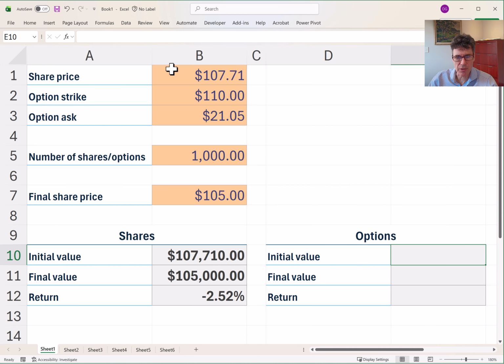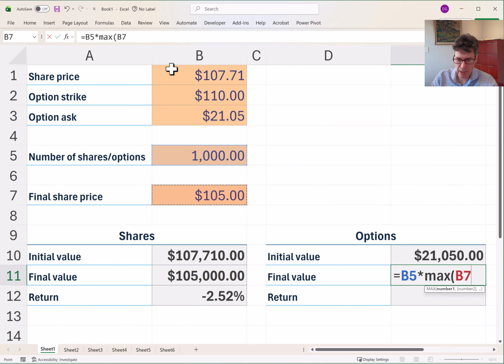For the options, though, it's quite different. So the initial value or cost is going to be $21,050. So that's 1,000 times 21.05. The final value, though, here is 1,000 times, and in this case, these are call options, and the options are ending up below the strike, so it should be 0. Now, in Excel, I'm going to use the formula max of the final share price minus the strike, and 0.